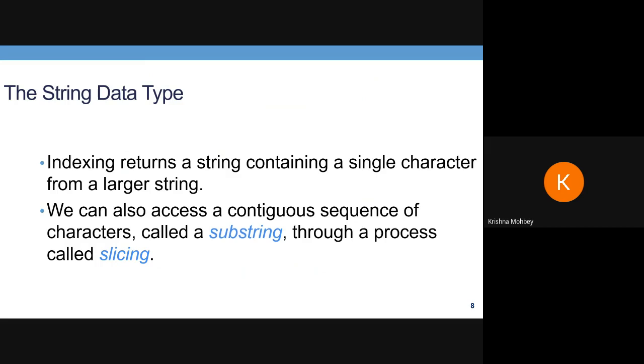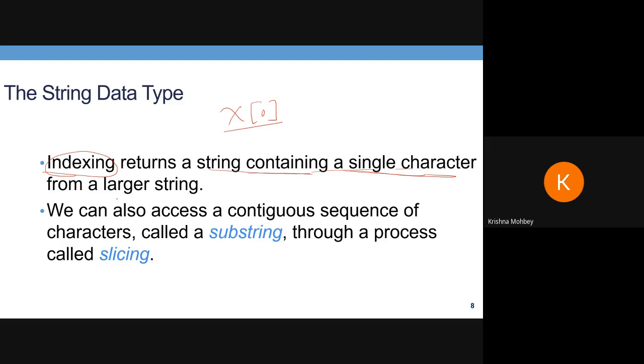The indexing returns a string containing a single character. When we are getting, like, x[0], what x[0] is doing is giving me the character which is stored in the 0th position. It is known as indexing. It returns the string containing the single character at a time from the larger string.